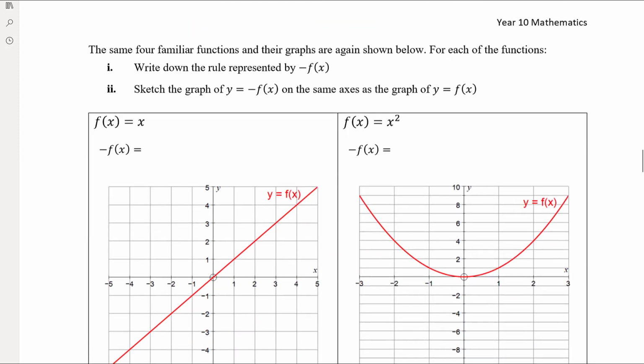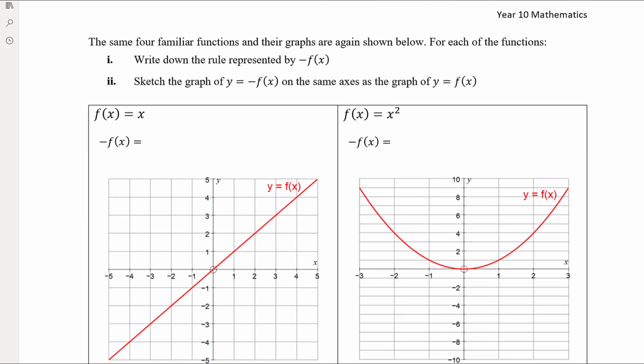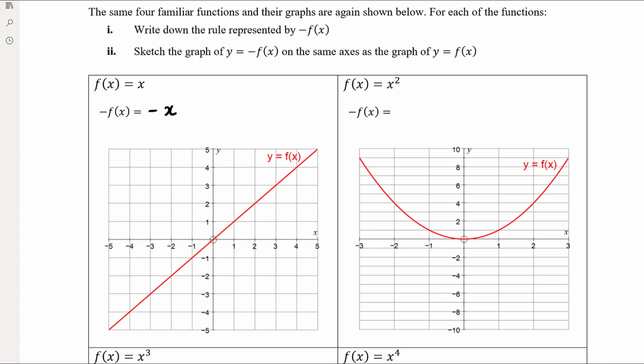So here we have our same 4 familiar functions. Write down the rule represented by negative f of x and sketch the graph of y equals negative f of x on the same axis. So if f of x is x, negative f of x is clearly negative x. So that's a straight line with a gradient of -1 and its y-intercept at 0. So that's going to go this way.